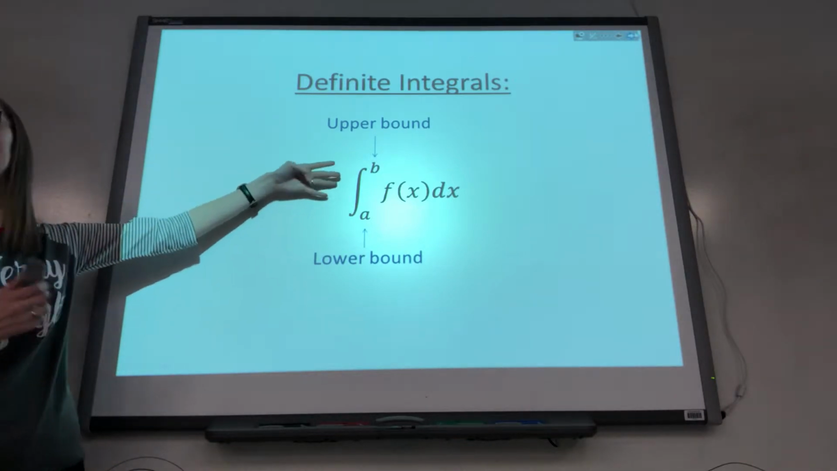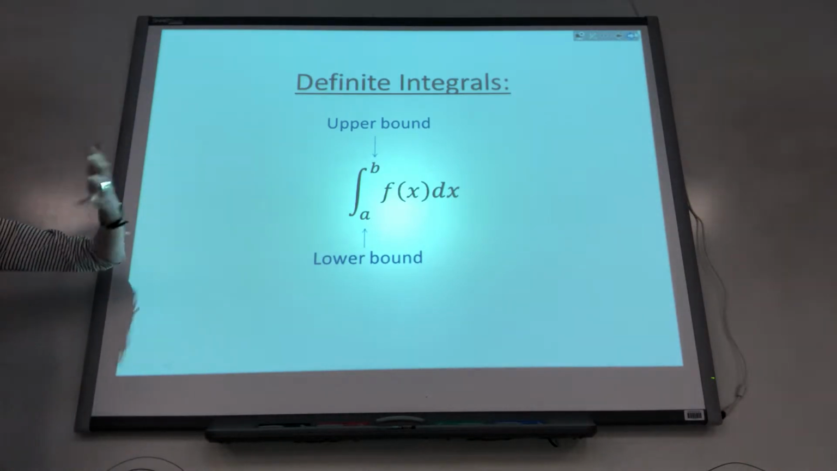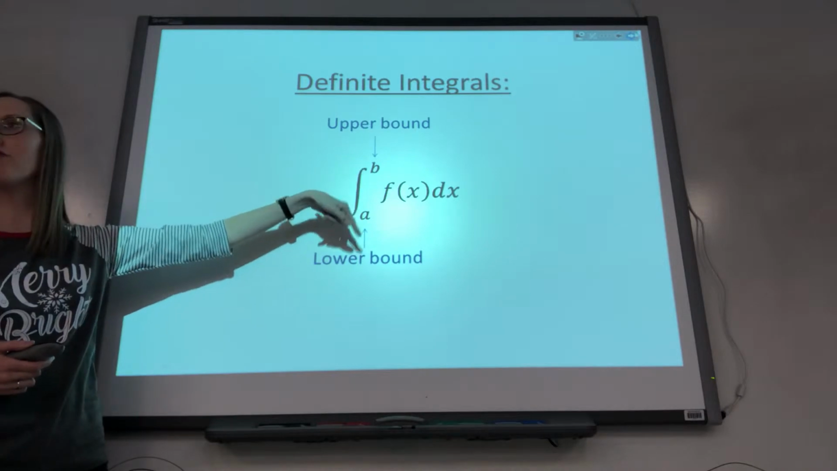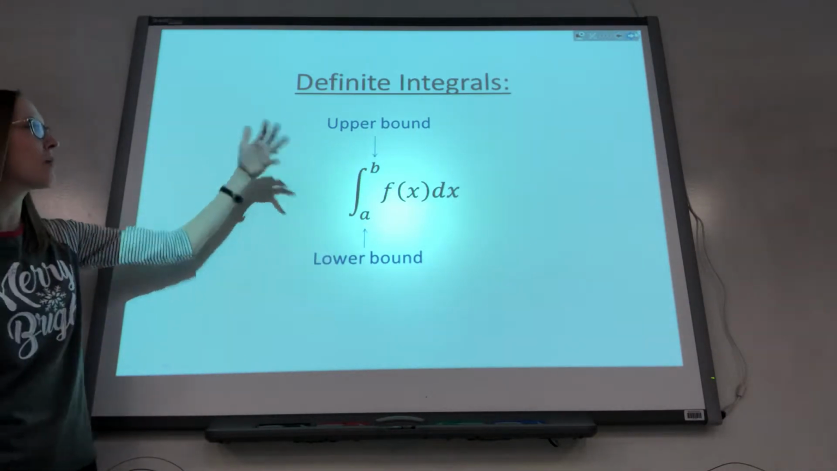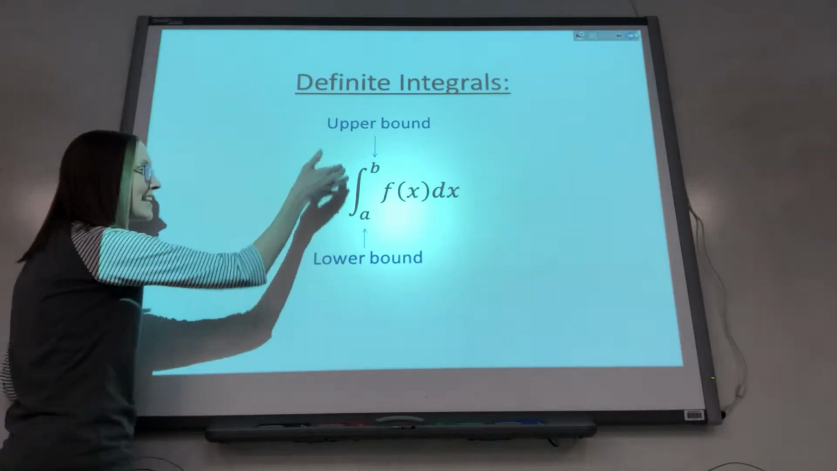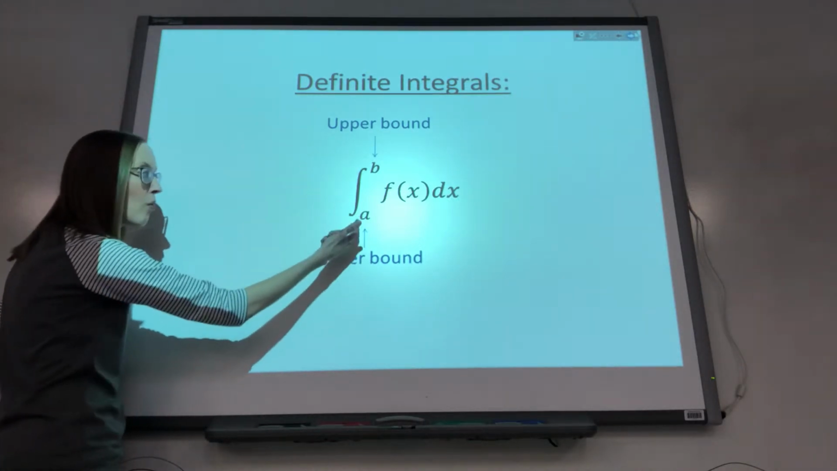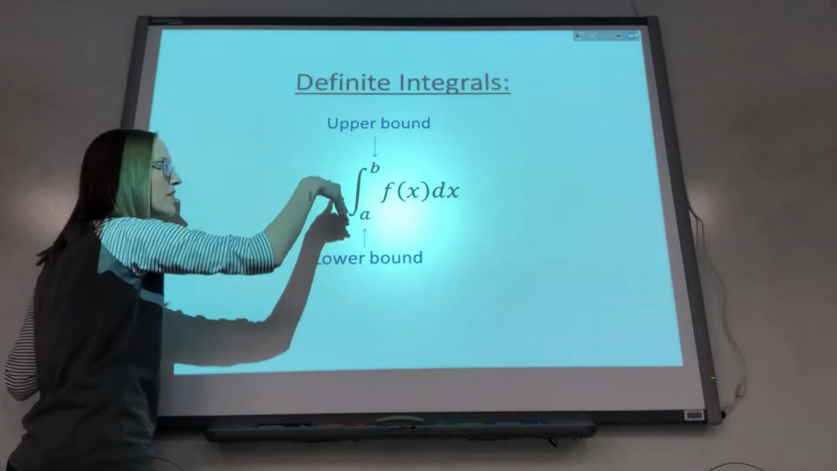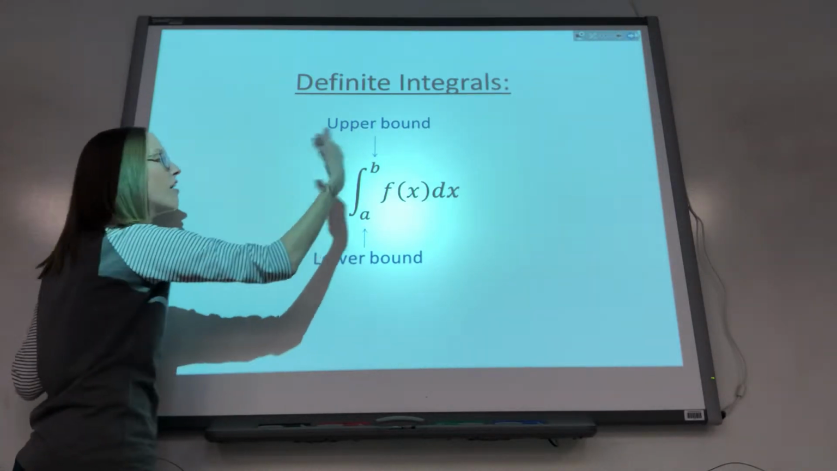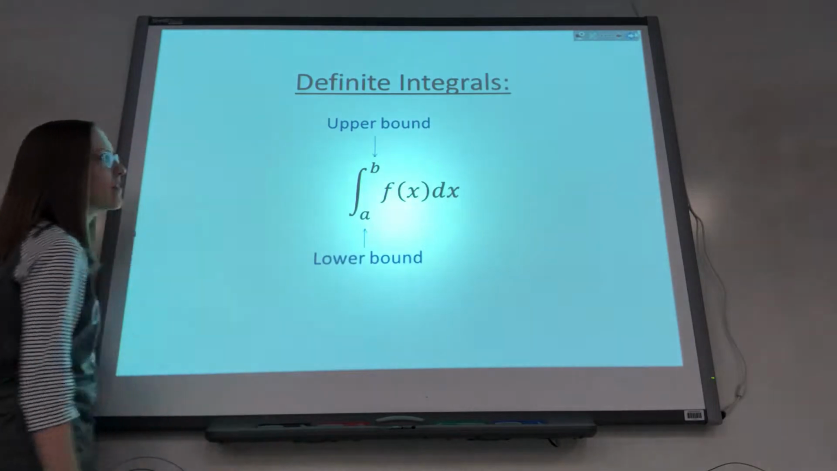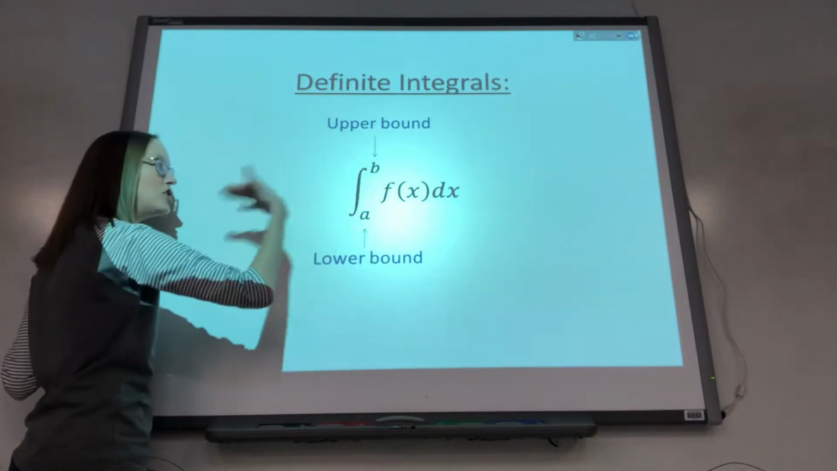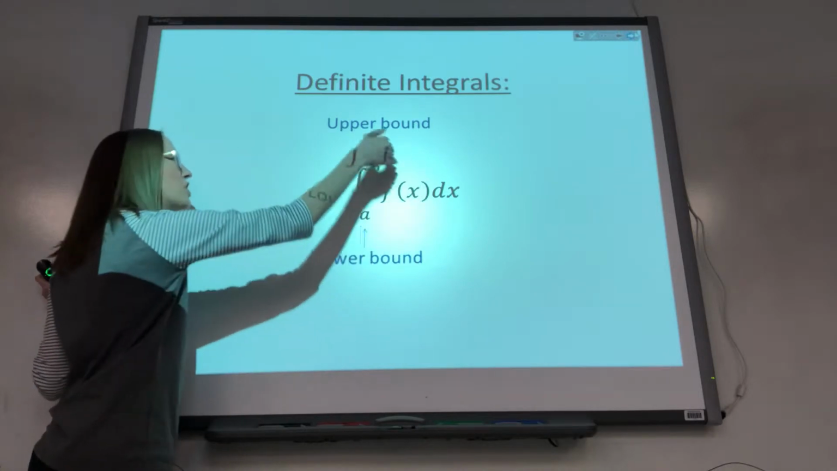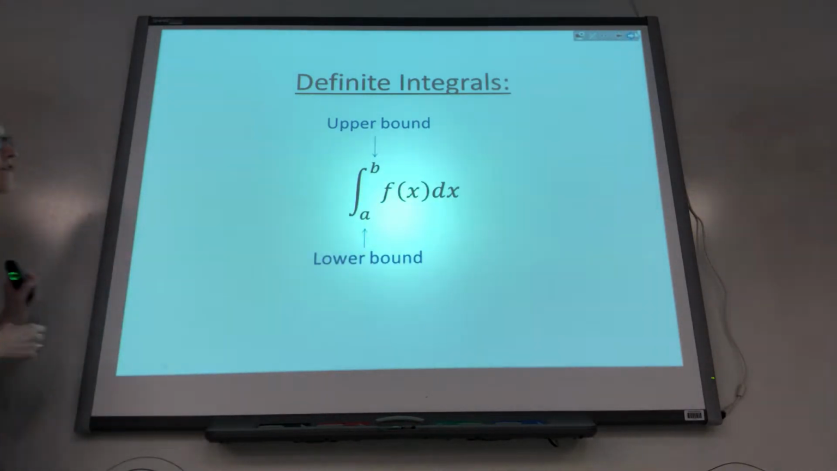Now when I read this out loud, obviously there's going to be numbers here for A and B. I'm going to pick 1 and 4 for just a second. So I would say the integral from 1 to 4, or whatever those numbers are, of f of x dx, whatever that function may be. You always start with the lower bound when you read it, from this to that, and then there's your function that you are integrating.